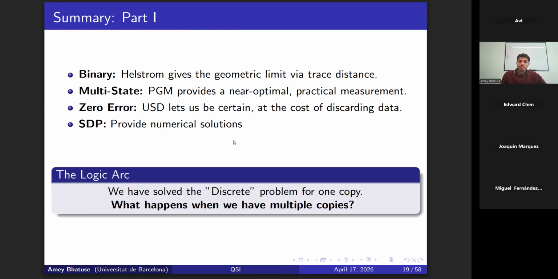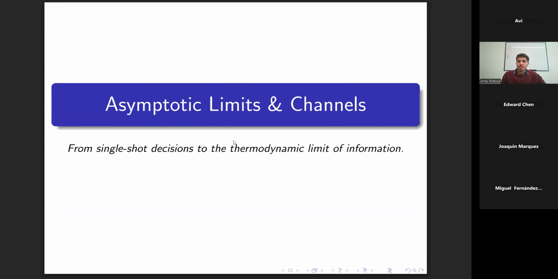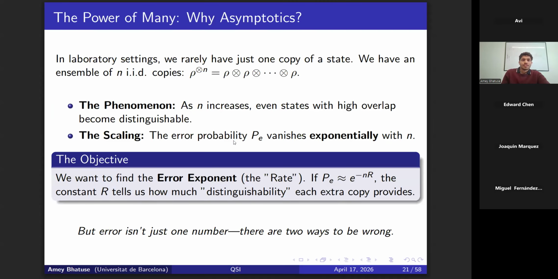Now, what if we can have multiple copies? And here comes our section two, which is asymptotic hypothesis testing. So here's the setting. If you go in laboratory settings, I'm sure there are some people in this meeting who are working in laboratories on experimental stuff. We rarely have just one copy of the state. What we have is an ensemble of n independent and identically distributed copies.